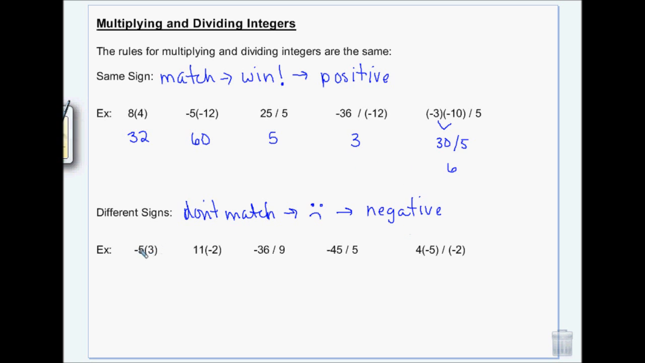Okay. Here I have signs that don't match. I have 1 negative, 1 positive, so my answers are going to be negative. Positive and negative gives me negative. Negative and positive gives me negative. Negative and positive gives me negative. Here I have negative and positive, so that gives me negative, divided by a negative, which brings me back to a positive, because those ended up being the same.